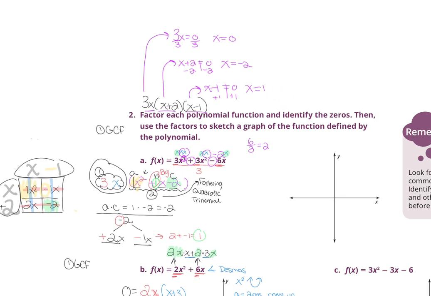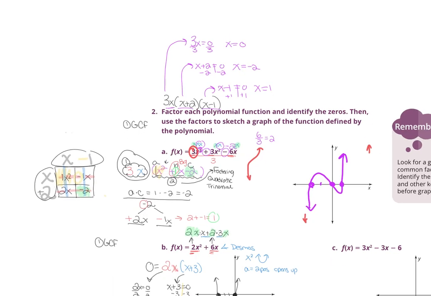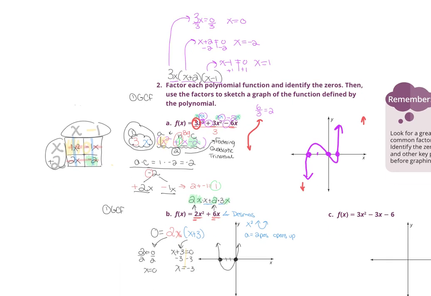So if I go to my picture, I have a 0 at 0. I have a 0 at positive 1 and at negative 2. My leading coefficient down here was a positive. So I'm going to start down and end up, just if you think about your cubic function. He does that. And so I start down, and I touch on my x-intercepts, and there's my graph. So letter B, we pulled out a GCF and we were done.